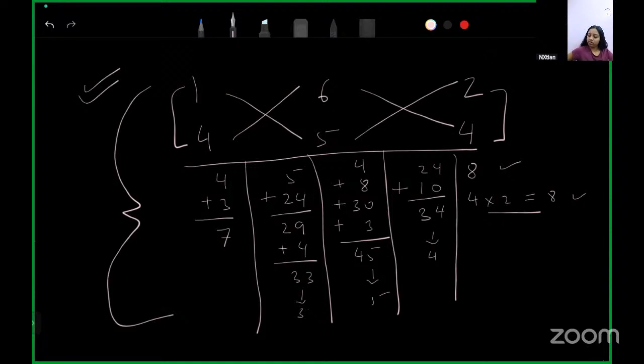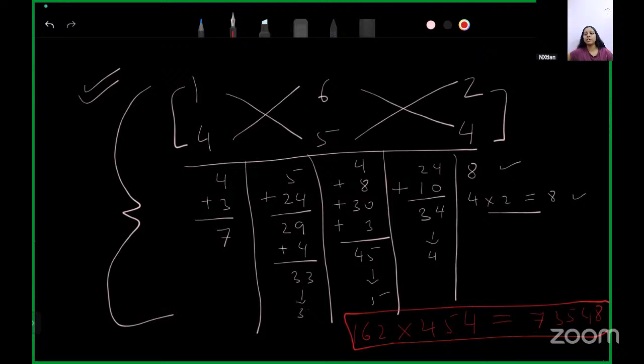In this one, you had directly written the answer. Like I have written 8 and 4, no, 5 2, none of this. Directly the answer of 162 into 454 equals 73548. Like this you have done, right? Yeah. So that's what I'm saying, Simeon, that show some working.